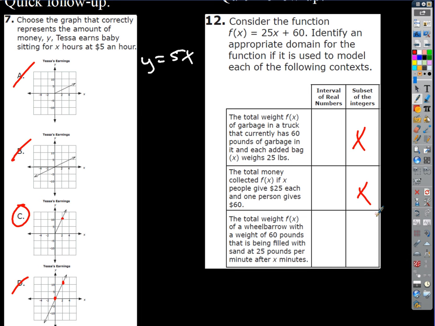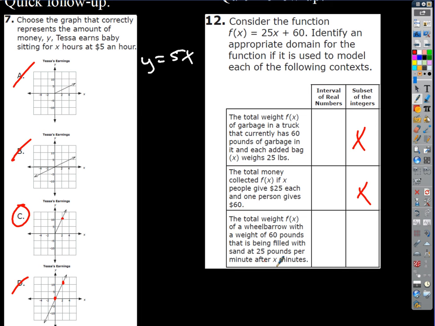How about this one, the total weight f of x of a wheelbarrow with a weight of 60 pounds that is being filled with sand at 25 pounds per minute after x minutes. Oh, we need all real numbers. That would be all real numbers, wouldn't it? Because it's being filled at a rate of 25 pounds per minute, and you're just pouring sand into the wheelbarrow, so after 30 seconds, it's got like 12.5 pounds added.